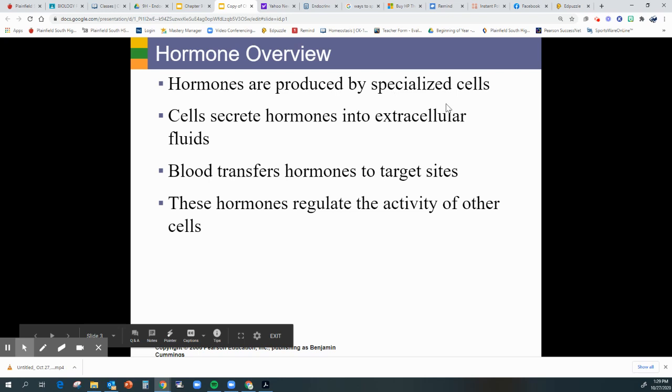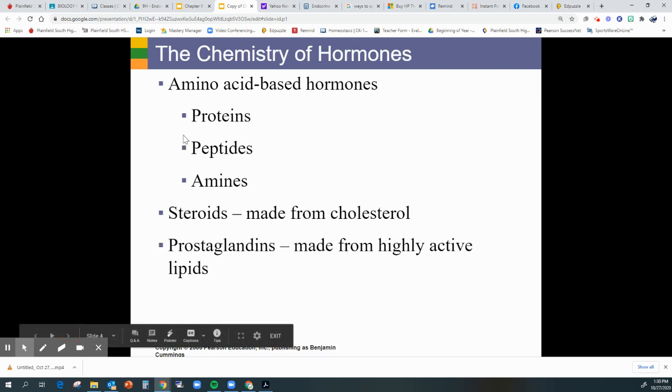Hormones, again, are produced by specialized cells that we find in what are called endocrine glands. Most of those hormones are going to be secreted into the extracellular fluid around them. Once they're secreted into the fluid, they can be picked up and transferred in the bloodstream to, again, these target sites. Hormones then can regulate the regular activity of those cells. As long as the gland is producing hormones at the proper level, those will continue to regulate those organs in a proper manner.